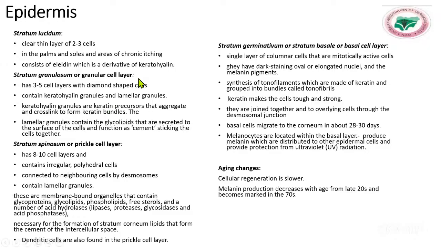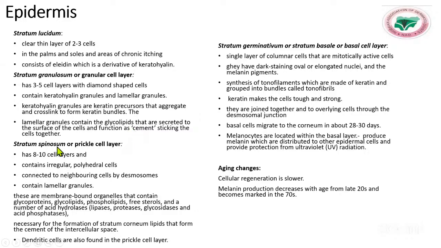The stratum granulosum, or granular cell layer, has 3 to 5 cell layers. It contains keratohyalin granules as well as lamellar granules. It is the keratohyalin granules that are the precursor for the keratin that we see in the stratum corneum. Whereas the lamellar granules are the glycolipids that are extruded into the intercellular areas and provide the cement. I said in the stratum corneum, the cells are the bricks, and the cement in between them is formed by the glycolipids.